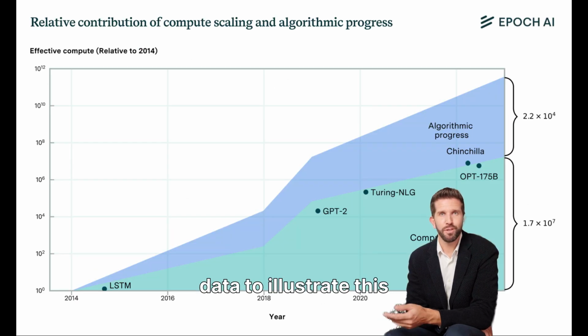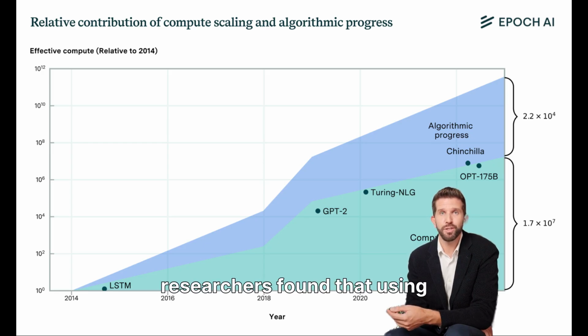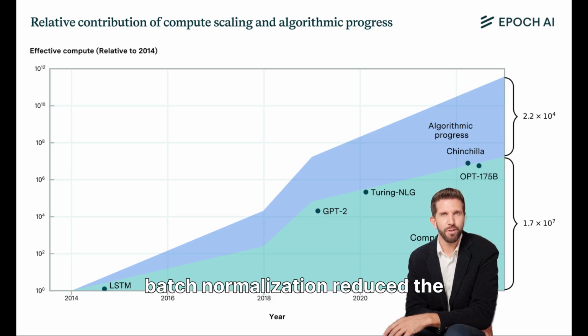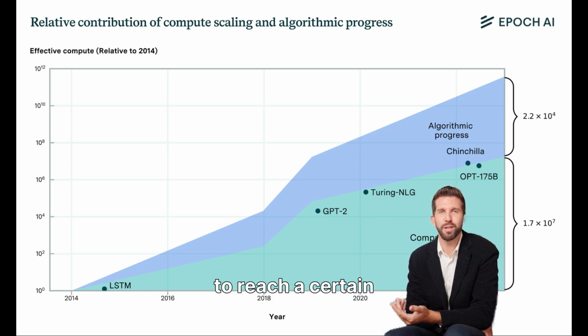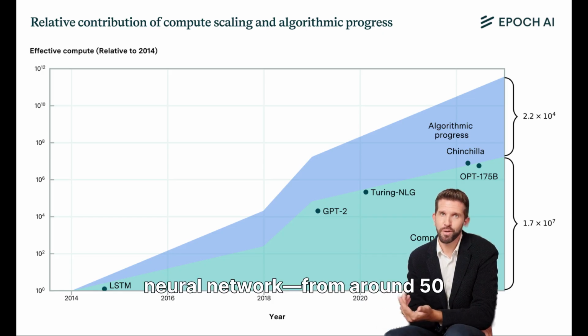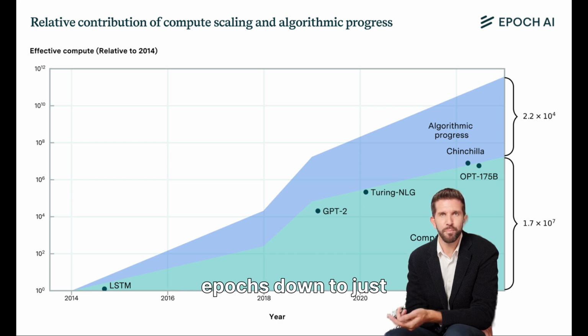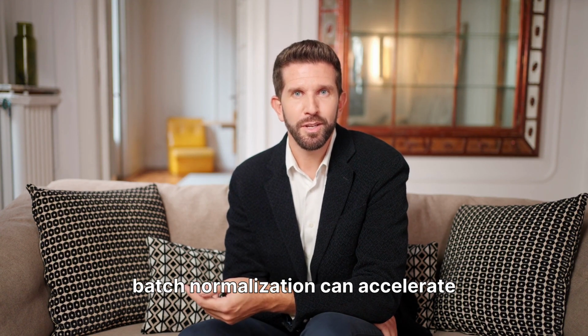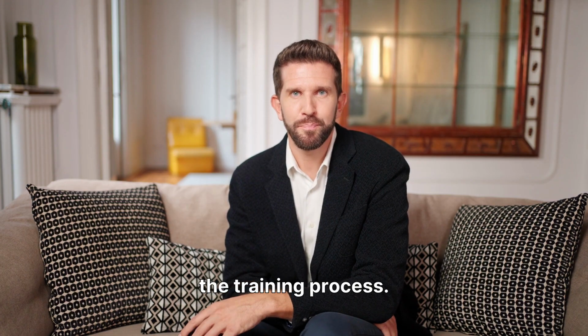Let's look at some data to illustrate this point. In a 2015 study, researchers found that using batch normalization reduced the number of epochs needed to reach a certain accuracy in a convolutional neural network from around 50 epochs down to just 20. That's a significant improvement, and it demonstrates how batch normalization can accelerate the training process.